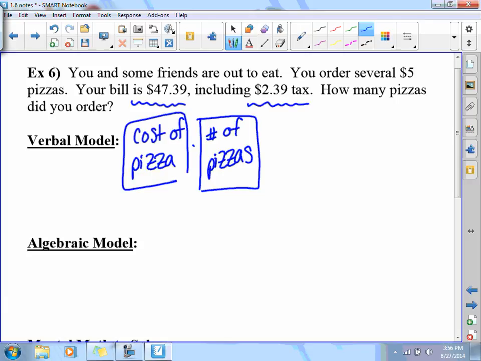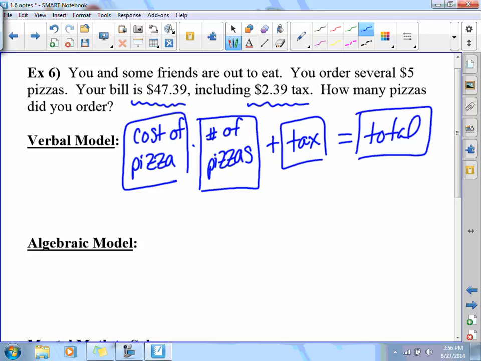But your bill also includes tax. So you have the cost of the pizza plus the tax that got added on. And all of that together, that's your total bill. So now do you see the two steps in this equation? We've got multiplication and we've got addition. So let's start substituting in some stuff that we know. We know the cost of the pizza is $5. We don't know how many pizzas we got though, so I'll just call that P.